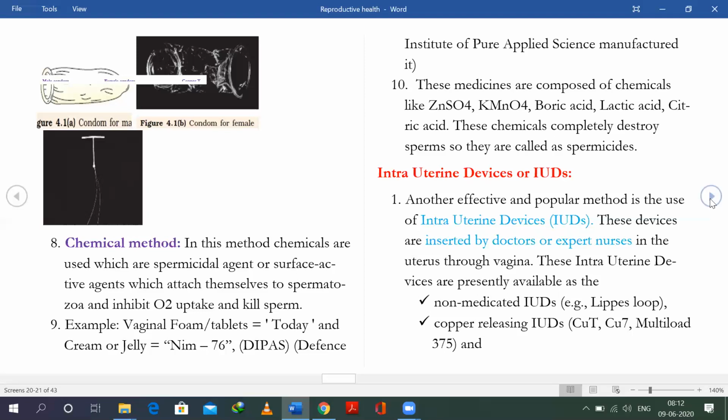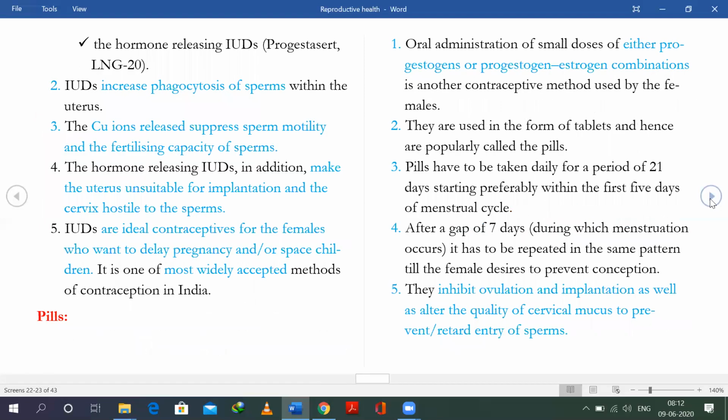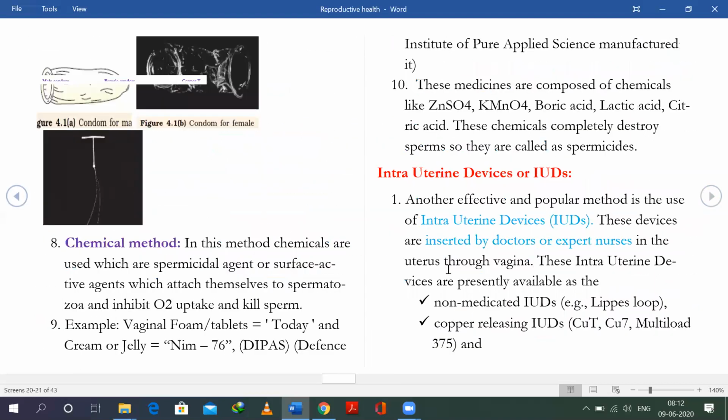This is one of the most frequent go-to areas for the examiner for questions to be asked. So we have to be extra cautious, right? We have to remember all these names of these IUDs. Now, a non-medicated IUD example that we have is the loop, that is the Lippes loop. And there are the copper releasing IUDs.